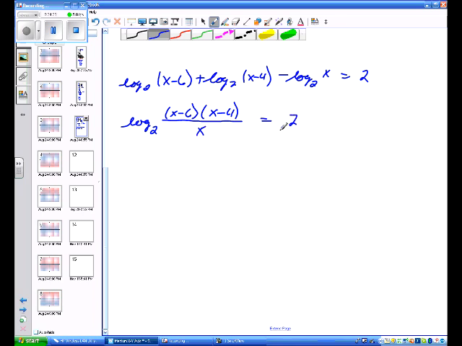Now notice this side wasn't a log, so we can't use that property that if two logs are equal, the numbers are equal, because this isn't a log. So what we're going to have to do on this is write it back in exponential form. So 2 squared is equal to x minus 6 times x minus 4 over x.